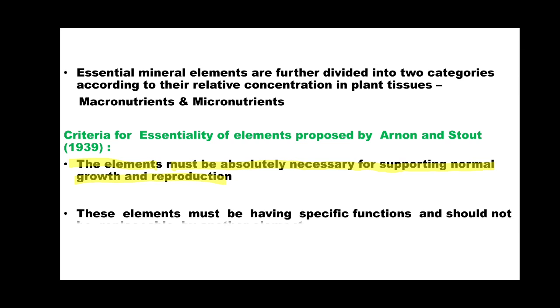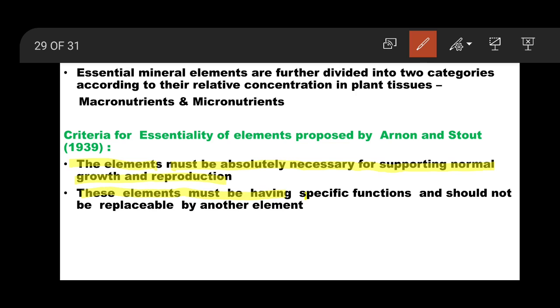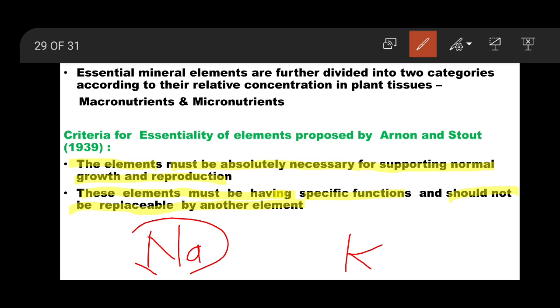नॉर्मल ग्रोथ रिप्रोडक्शन करने के लिए ये नेसेसरी होने चाहिए। The elements must be having specific function. इस एलिमेंट का स्पेसिफिक फंक्शन होना चाहिए प्लांट की बॉडी में कुछ, and should not be replaceable by another element. इस एलिमेंट के लिए कोई भी रिप्लेसेबल आइटम नहीं चाहिए, रिप्लेसेबल आयन, रिप्लेसेबल एलिमेंट नहीं चाहिए। अगर ऐसा होगा कि सोडियम के जगह आप पोटेशियम डालो फर्टिलाइजर में तो चल जाएगा। अगर ऐसा चल रहा है तो सोडियम इज नॉट एसेंशियल एलिमेंट। अगर सोडियम का रिप्लेसमेंट किसी से भी नहीं होता है, that is showing that sodium is essential.